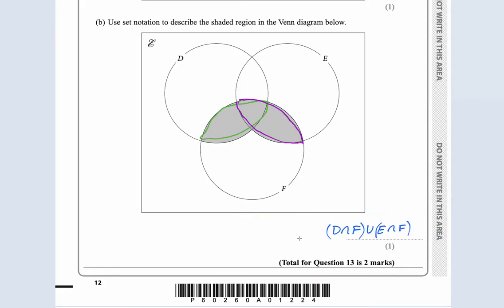Another way you could do it is you could also say D union E. D union E. So that would be all of these, shall we say. This is D union E.